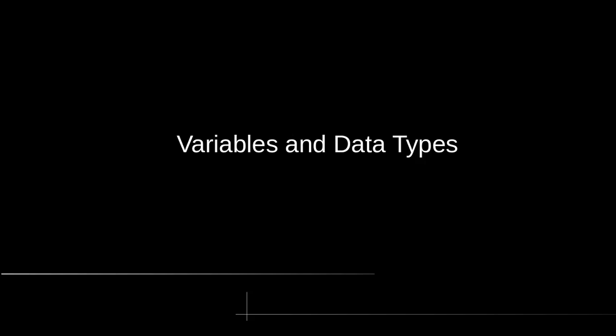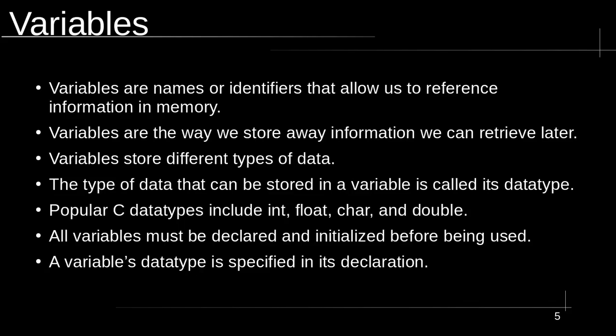So let's look at our first topic of the day, variables and data types. Variables are identifiers that allow us to access information in memory. So variables are the mechanism we use to store information away in the computer's memory so that we can retrieve it and use it later in our programs. Variables can store different types of data. The type of data that can be stored in a variable is called its data type.